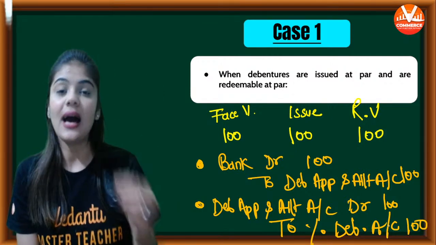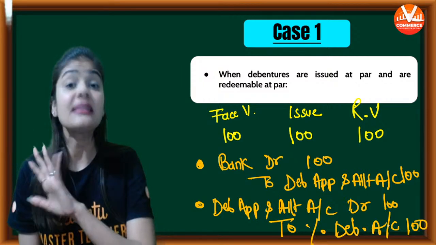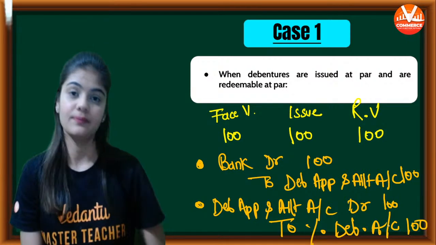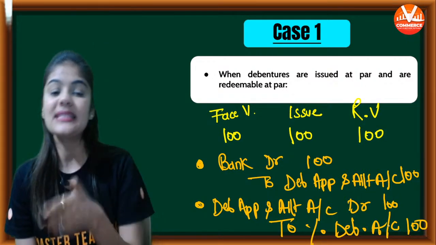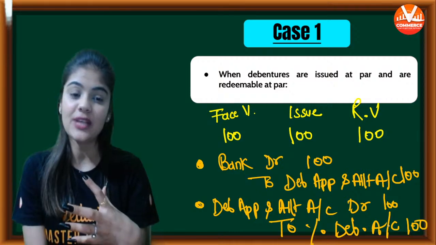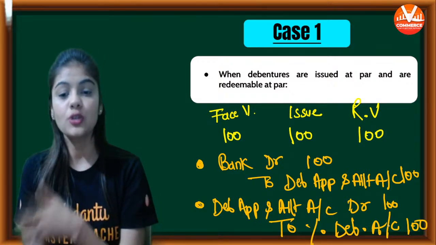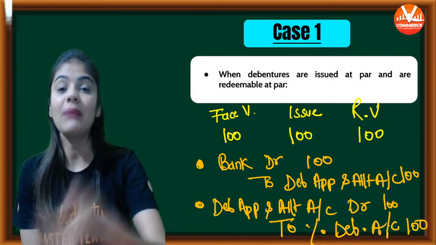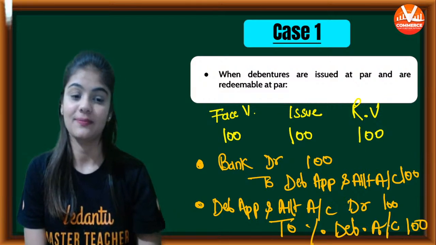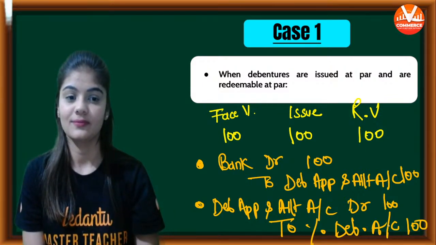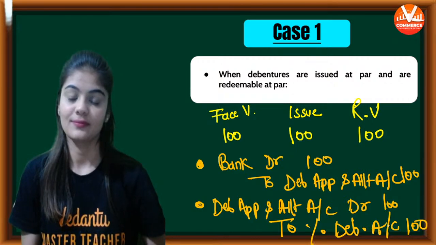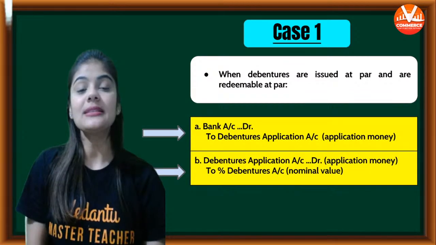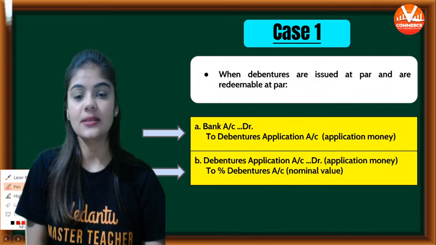So these are the entries in the first case and there is nothing new in this. We have already discussed these entries before as well. First we received application money, bank account debit to debenture application and allotment, and debenture application and allotment debit to percentage debentures. So let me show you it now. Here you can see these are the 2 entries.